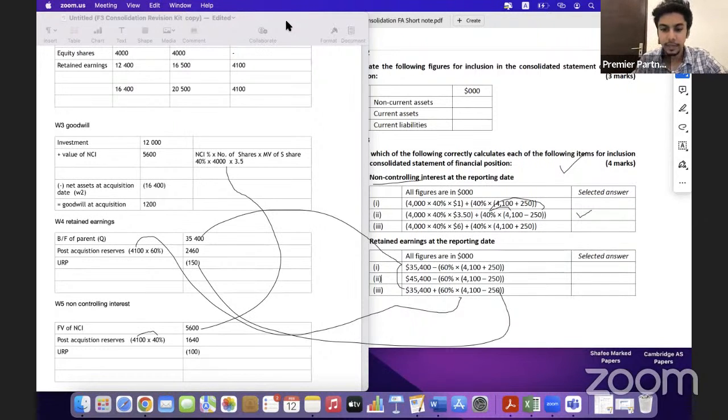Okay, so that's why, guys, I have selected that over there, right? So this is how, guys, you answer this particular question in the exam kit for consolidated SOFP. Right? Can you guys check and see in these two questions? Do you have any doubts?